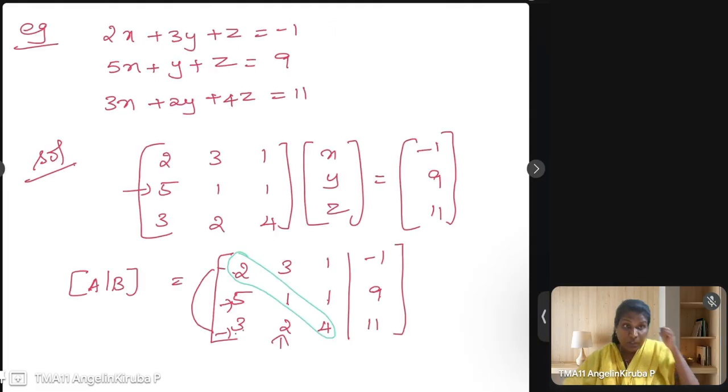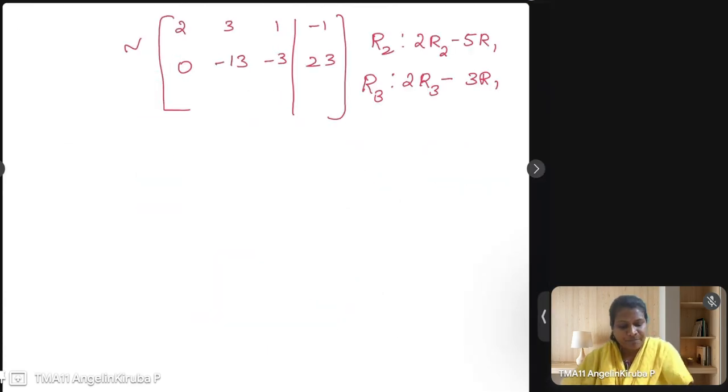Right? So if you do it like that, this first element will become 0. So 2 times R3, it is 6. Minus 3 times R1, minus 3 into 2, it is minus 6. So plus 6 and minus 6 will get cancelled. Right? So the first element is 0. The second element is 5. The third element is also 5. And the value is 25.